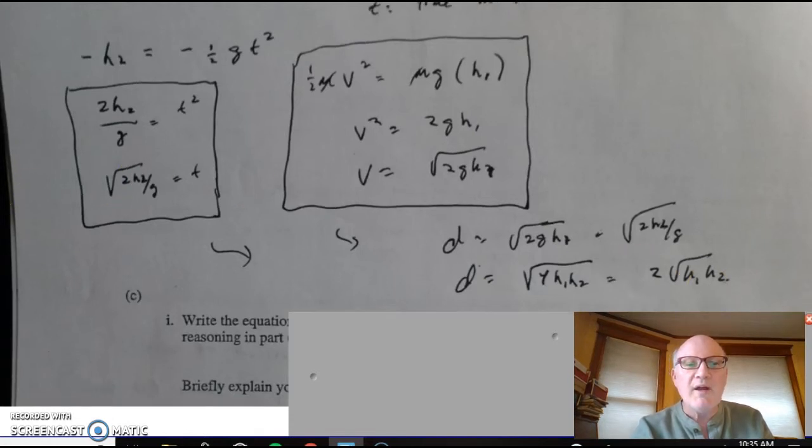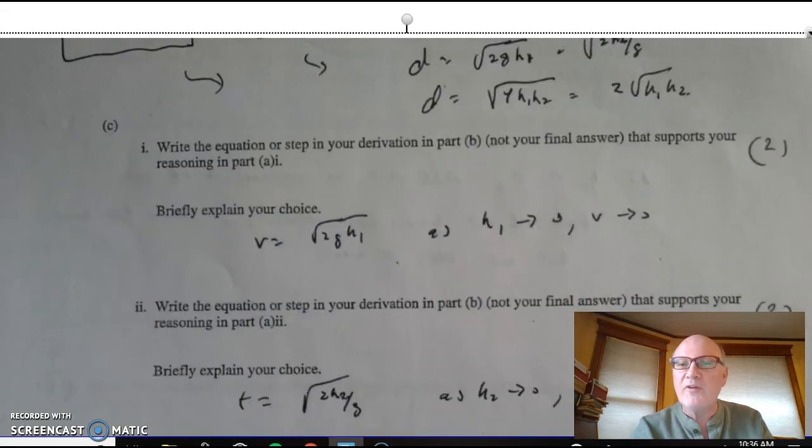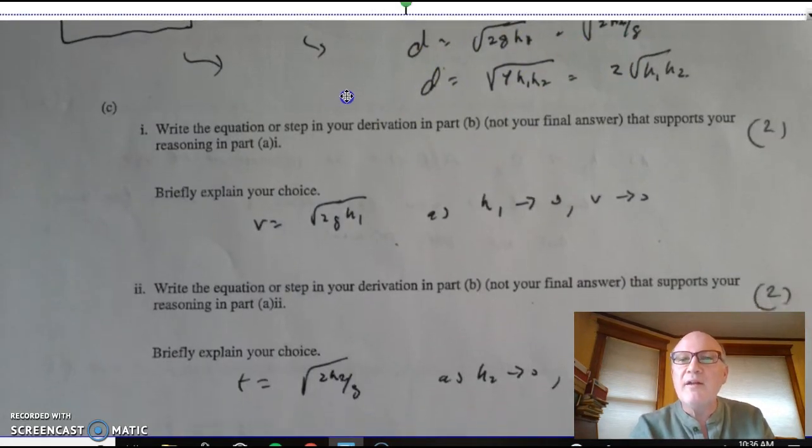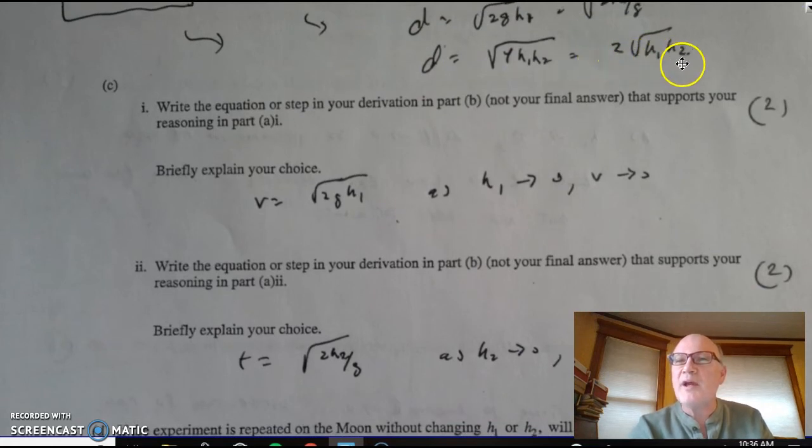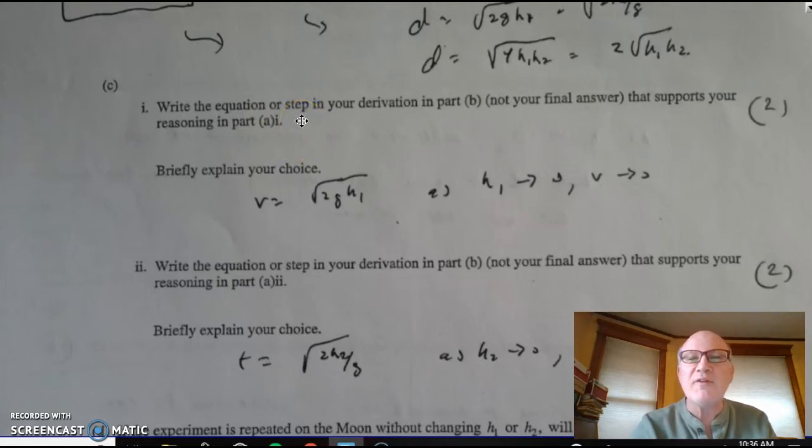All right, quickly now, we should be able to look at the next part of this. Okay, so here's my result again. All right, d is equal to twice the square root of h1 times h2. So now we want to show the step in the derivation that supports our reasoning in part A1. So that was the one that said, how come making h1 small would result in a small value of d?